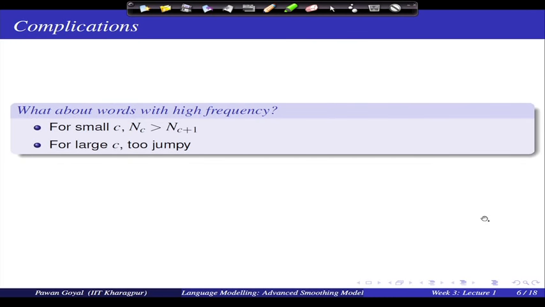Now there are certain complications that you might have when you are applying this Good-Turing estimate. For small c, generally you will see that N_c is greater than N_{c+1}. That is, the number of words having frequency c is greater than the number of words having frequency c plus 1. Remember the empirical law that states that? That is the Zipf's law, stating that there is an inverse relationship. So this will generally hold. But it might happen that when you go to very high frequencies, certain frequencies are not observing that. So this is possible.